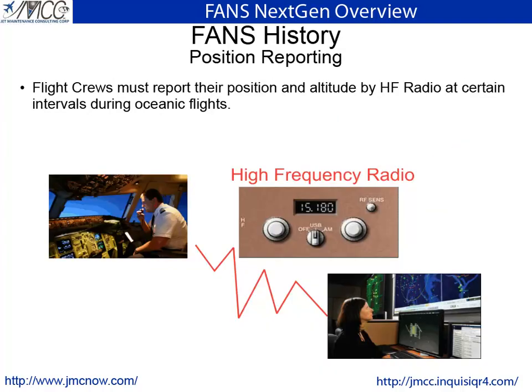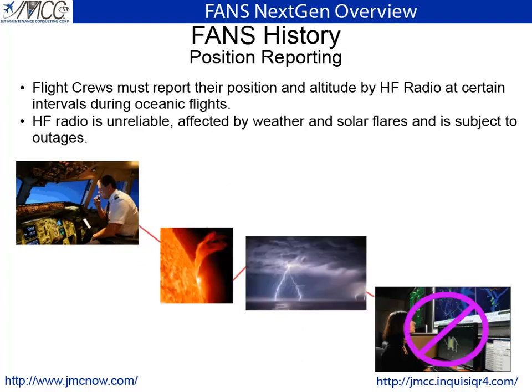Because this radar contact is lost, flight crews are required to report their position and altitude to air traffic control using high-frequency radio at predetermined intervals during oceanic flights once they are more than 200 miles from land. This can cause problems because HF radio is unreliable, affected by weather and solar flares, and thus subject to frequent outages.